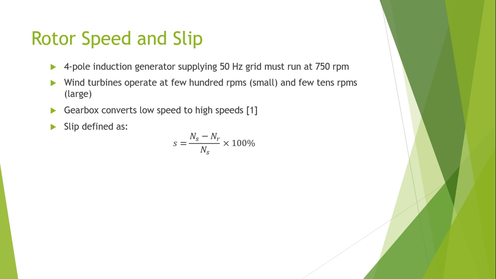The slip in an induction motor is the difference between the main flux speed and the rotor speed. The symbol S represents the slip. It is expressed as a percentage of synchronous speed, where Ns is the synchronous speed and Nr is the actual speed. Basically this is the difference, divided by the synchronous speed and multiplied by 100% to calculate the percentage of the synchronous slip speed.